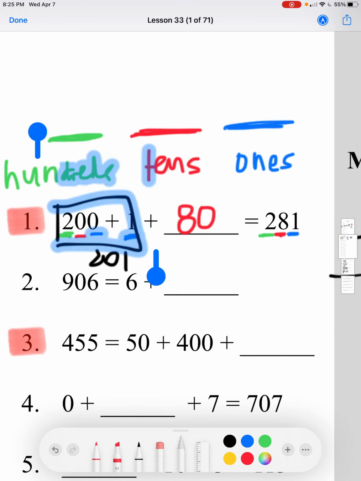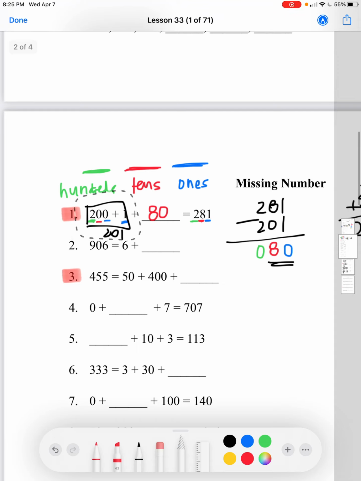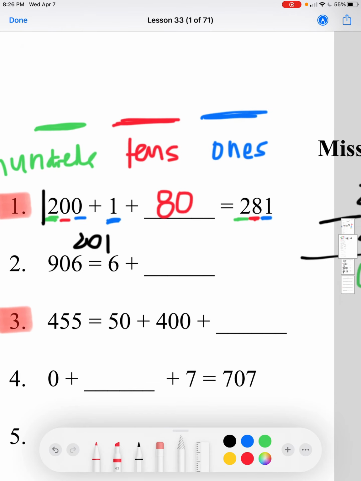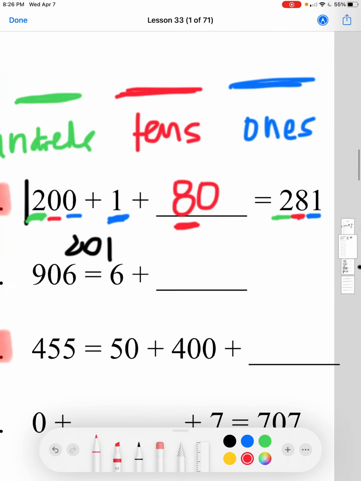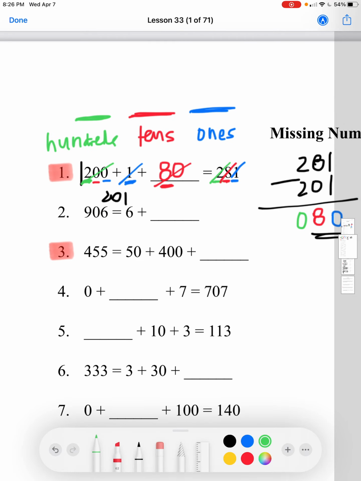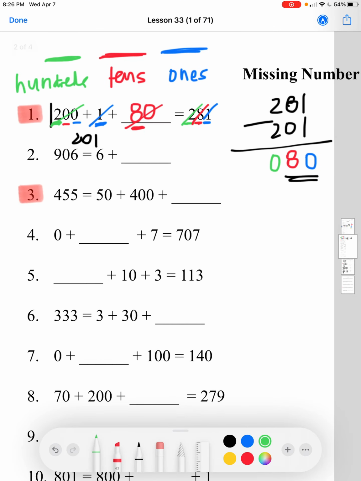And basically, oops, sorry about that. We have our hundreds place right here. The 200 is the hundreds place. The 1 is the ones place. And now we have the 8, which is the tens place. So now we've completed our number. Because if you look here, we have a 1, an 80, and a 200. So yeah, it works with the place values.